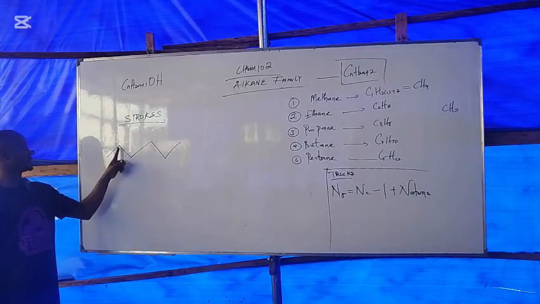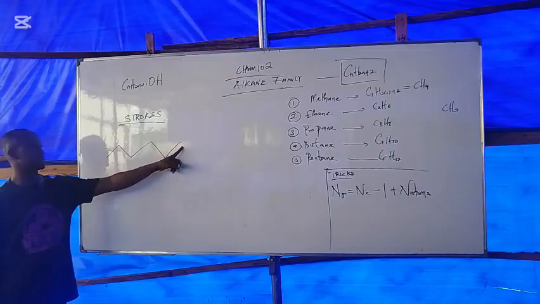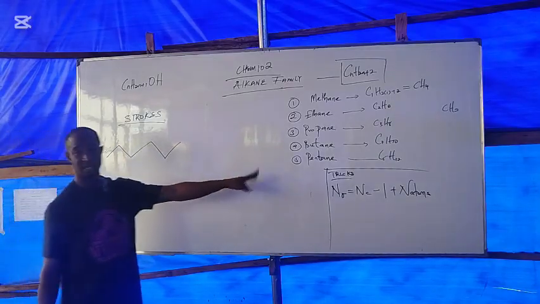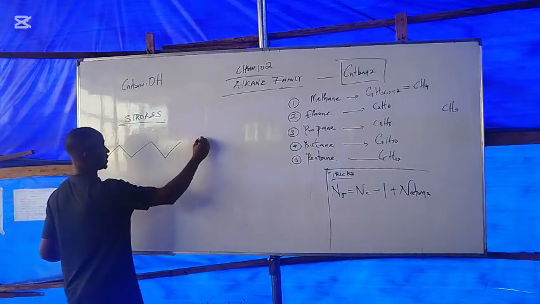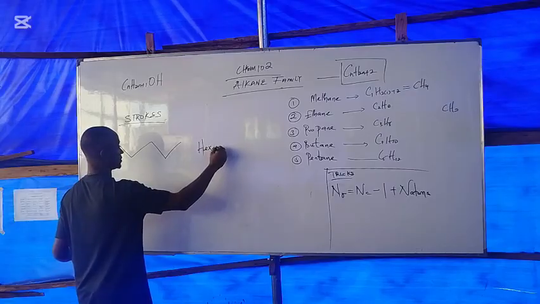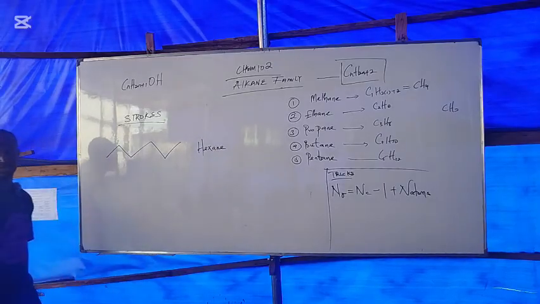So how many carbons do we have? Let's count: 1, 2, 3, 4, 5, 6. Six carbons is called hex-, so this compound is called hexane. Is it making sense?